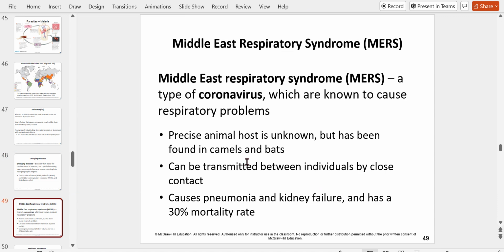So MERS is a type of coronavirus, which are known to cause respiratory problems. The precise animal host is unknown but it has been found in camels and bats. It can be transmitted between individuals by close contact, causes pneumonia and kidney failure, and has a 30% mortality rate, which is very significant. Deadly.